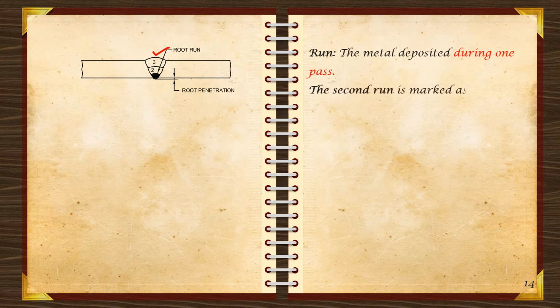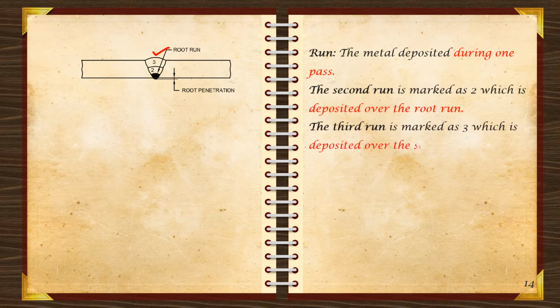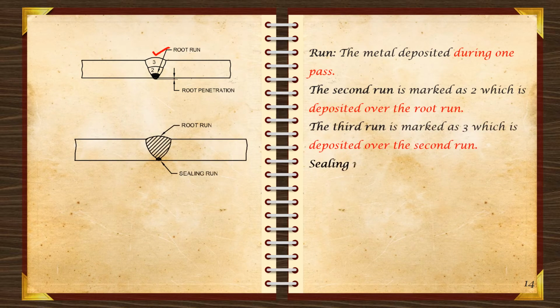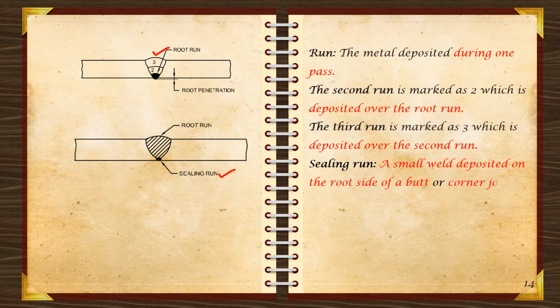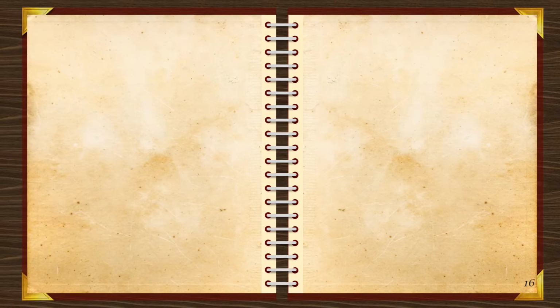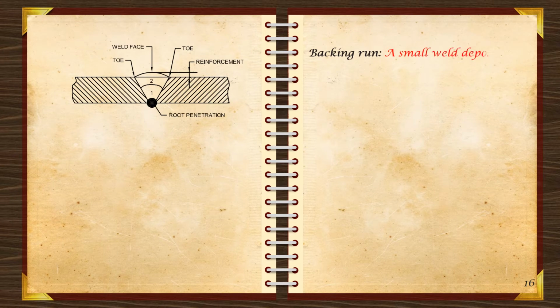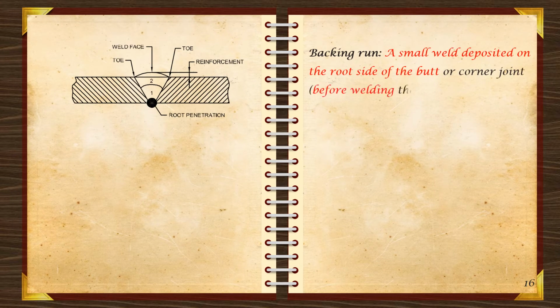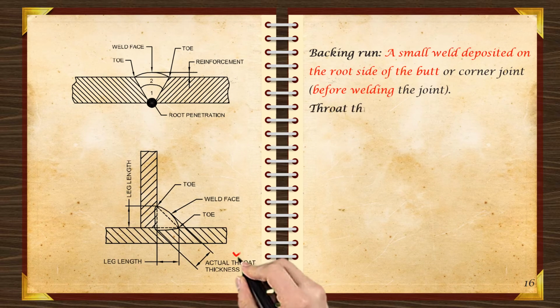The second run is marked as 2, which is deposited over the root run. The third run is marked as 3, which is deposited over the second run. Sealing run: a small weld deposited on the root side of a butt or corner joint after completion of the weld joint. Backing run: a small weld deposited on the root side of the butt or corner joint before welding the joint is the backing run.